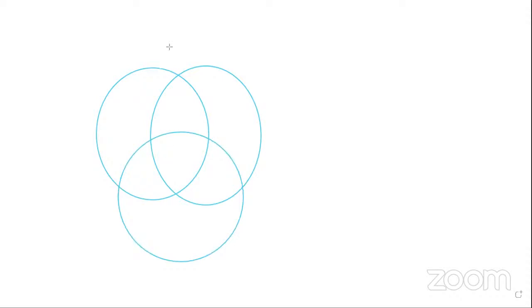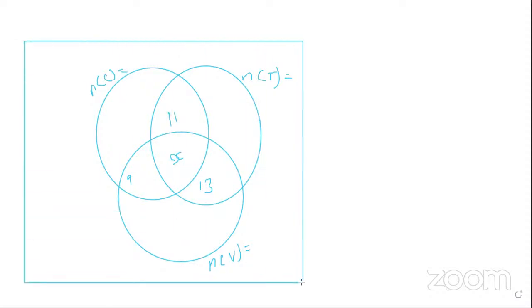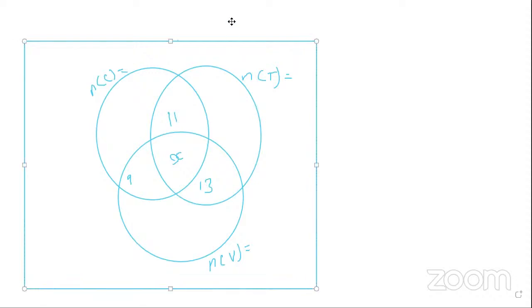Just let me write them a bit faster. Number of C, number of T, number of V: 9, 13, 11. Yes, you can go ahead.